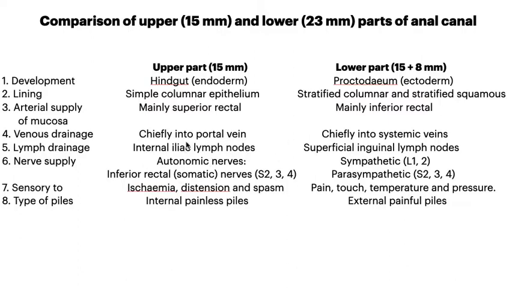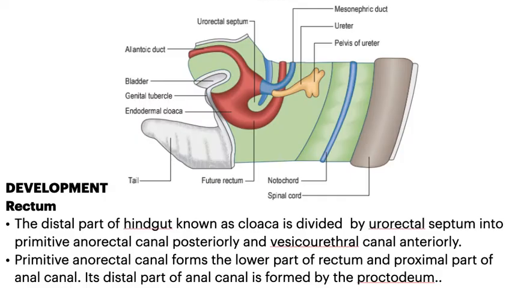Nerve supply: the upper part by autonomic nerves, sympathetic and parasympathetic, and the lower part by the inferior rectal nerve. Sorry, this was typed in wrongly. The upper part is sensitive to ischemia, distension, and spasm; the lower part is sensitive to pain, touch, temperature, and pressure. The piles of the upper part are internal and painless, whereas those of the lower part are external.